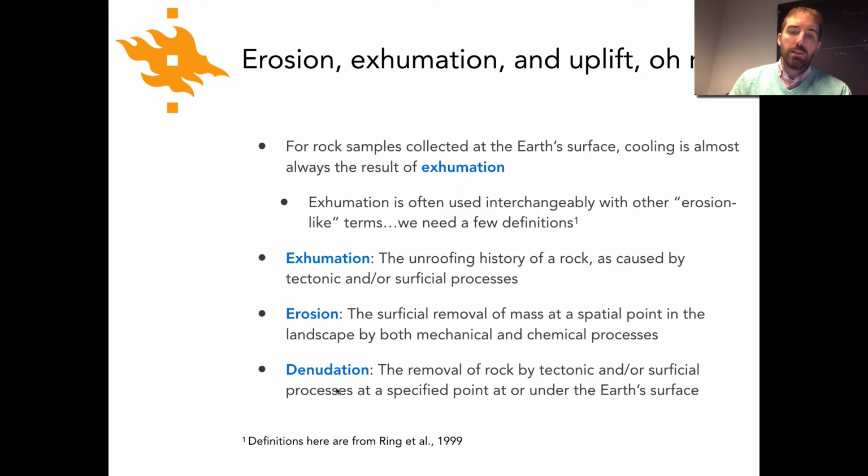And denudation is basically just a more general term for removal of rock at a specific point at or under the Earth's surface. And so, again, these three things are not so different. When we talk about exhumation, the main distinction is that we're talking about rock being brought from depth to the surface. When we talk about erosion, we're normally talking about a process happening at the surface. And the subtle differences between the two, I wouldn't worry about too much right now. It's mainly just that you have the definitions now and you can refer to them if you need to.